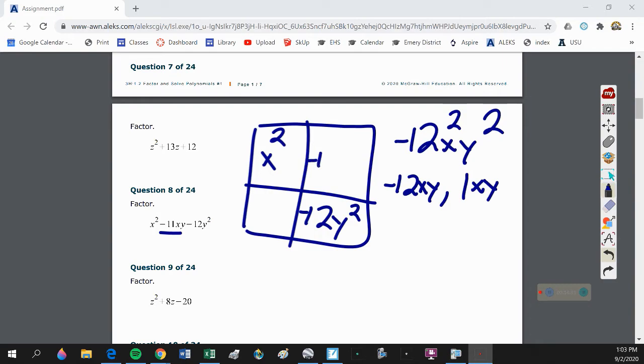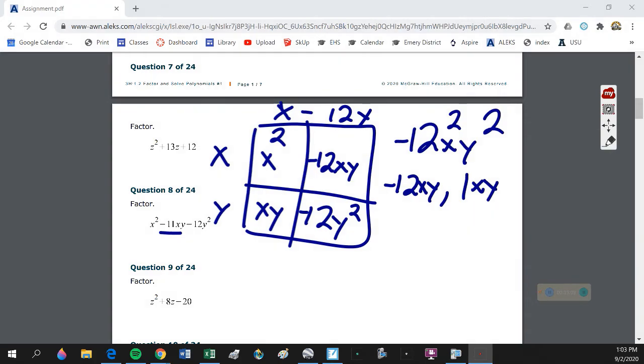So negative 12xy and just xy. What do these share? X. So x minus 12y. And then I pull an x out and I get y. So my factors will be x minus 12y and x plus y. Okay? You can watch the video.